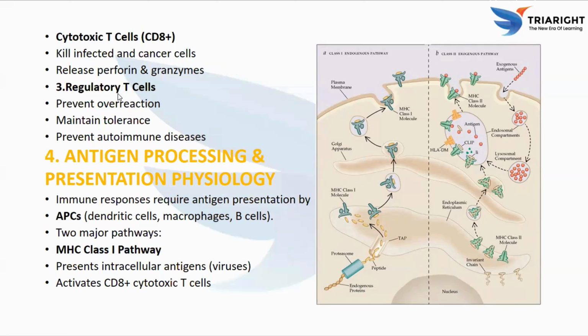So cytotoxic T cells. These T cells are also called killer T cells because they directly destroy the infected or abnormal cells. So what are the functions? They kill the virus-infected cells. They kill the cancer cells. They can recognize the antigens present on the MHC class 1 molecules.